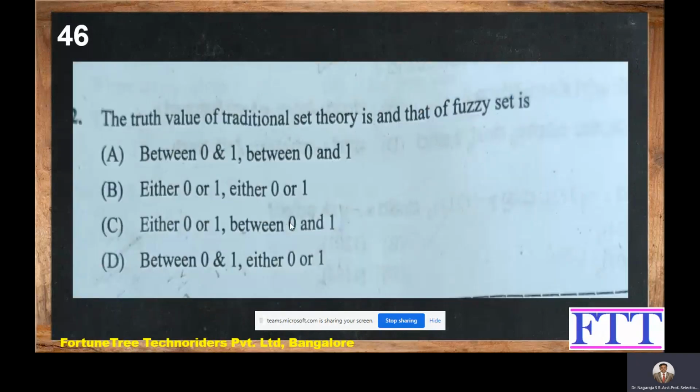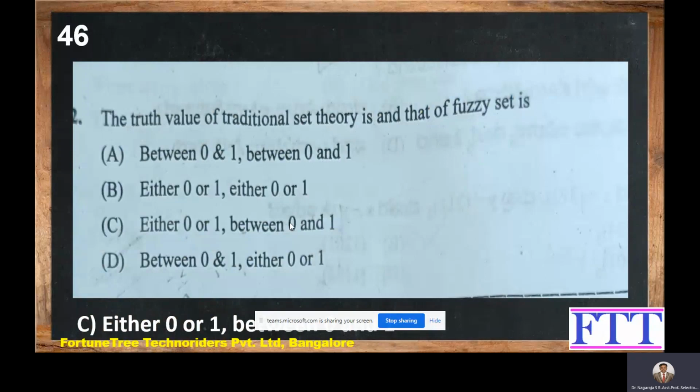46. The truth value of traditional set theory is, and that of fuzzy set is, option A, between 0 and 1, between 0 and 1. Option B, either 0 or 1, either 0 or 1. Option C, either 0 or 1, between 0 and 1. Option D, between 0 and 1, either 0 or 1. So option C is the right answer. For traditional set theory it is either 0 or 1, and for fuzzy set, between 0 and 1. Option C is the right answer for this question.